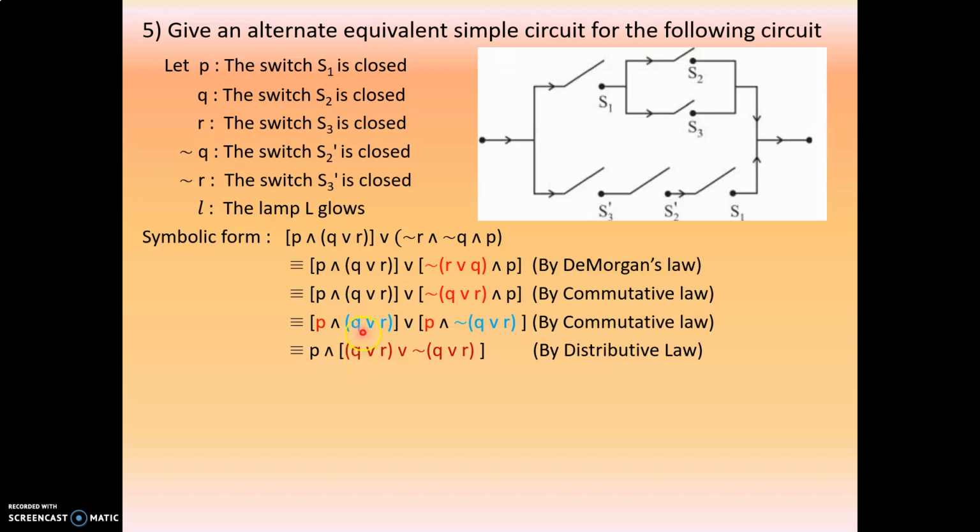Inside the bracket, the remaining term in the first statement pattern set is Q or R, the or symbol you have to put here. Then the next set, that is negation Q or R. If you are distributing this P to these terms, you must get this one. That way you can check your step also.